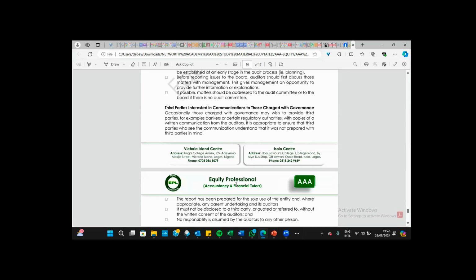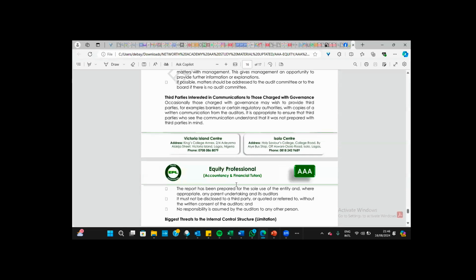The communication should go basically to the management or those charged with governance. But if there is a need to communicate to a third party, the external auditor should approve such to be done. So if they don't get the external auditor's consent, they should not disclose any information to the third party.